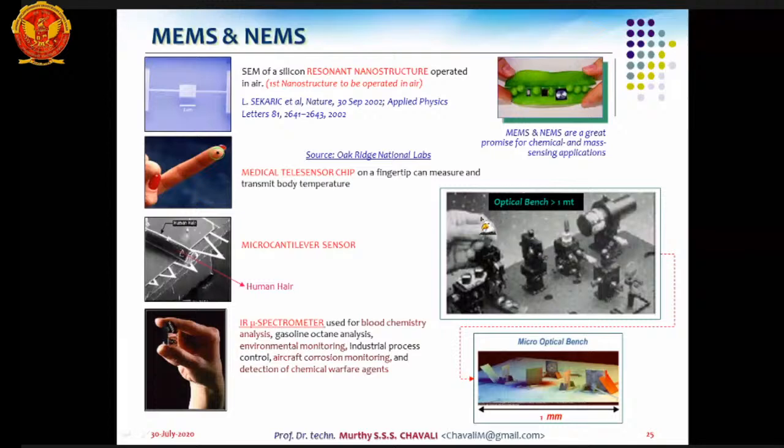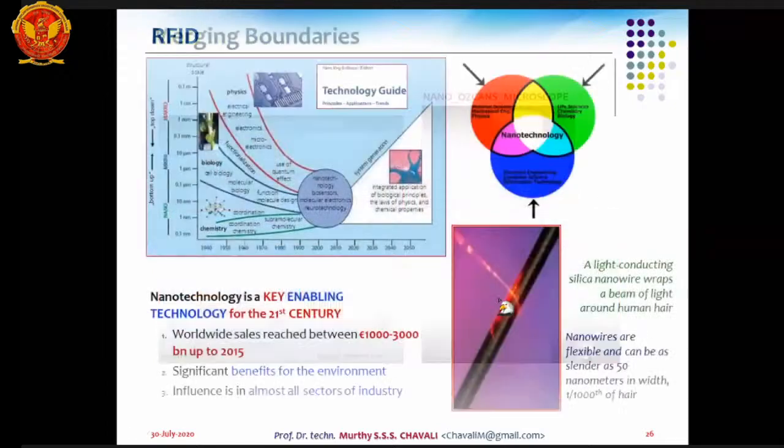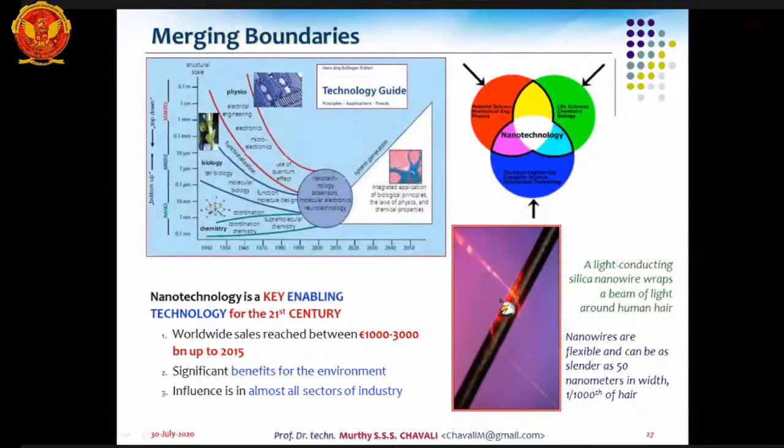So similarly, the entire optical bench of 1 meter came down to 1 millimeter size. These are the advantages of miniature sensors. As I show you the endoscope capsule, we also have an RFID sensor, hologram, and microscope almost double the size of a dime.